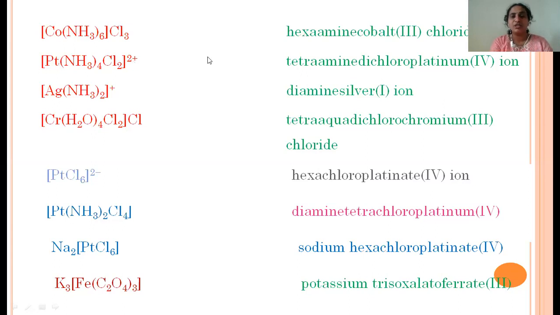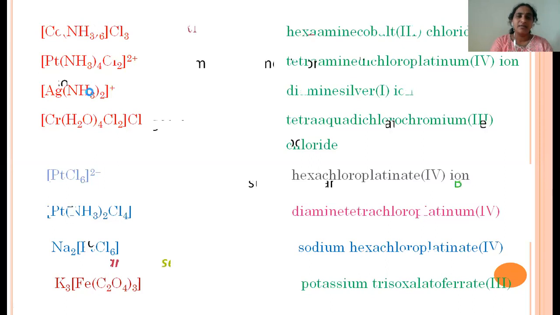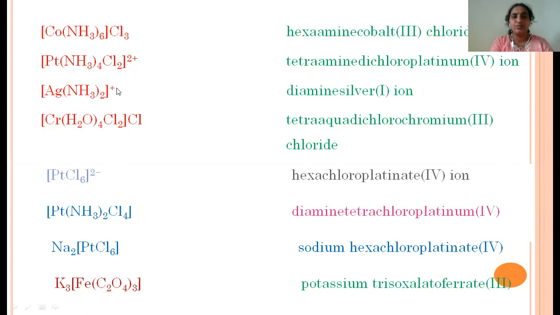And if a plus charge is present on the sphere, then after writing the oxidation number, we have to write ion. Similarly, in this example, which also has a plus charge on the sphere, only 2 ligands are present, so diammine silver. It is a neutral ligand, and on the sphere only plus one charge is present, so the oxidation number is plus one. Since the sphere has a charge, we write ion.